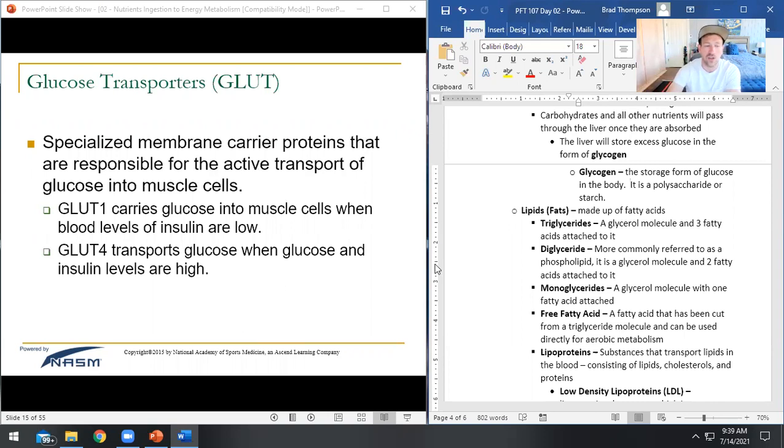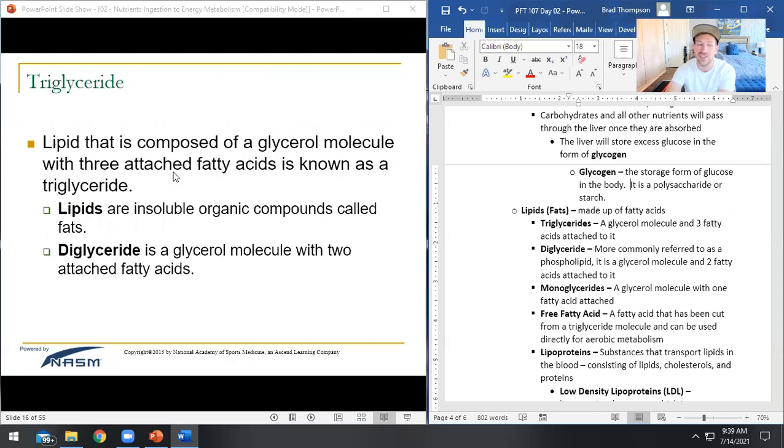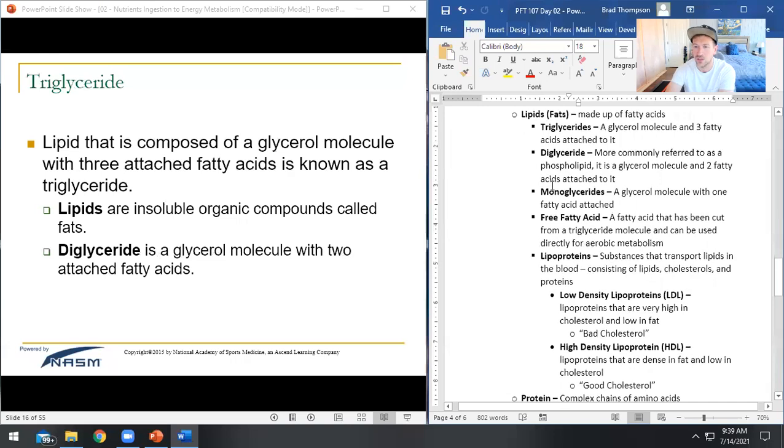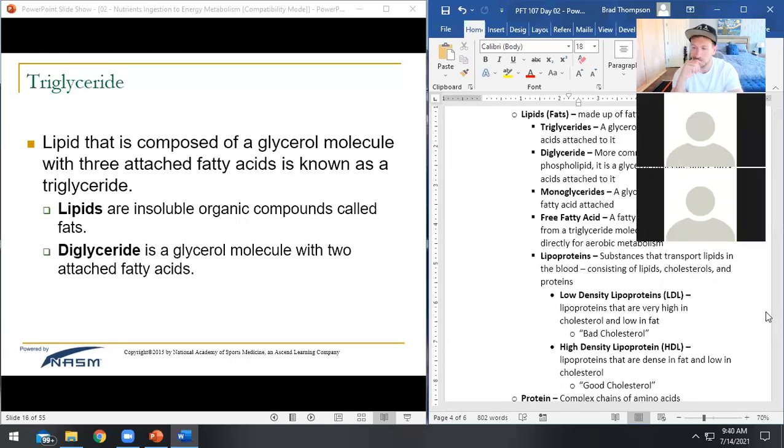And there are glucose transporters, your GLUT1 and your GLUT4. These are basically just carrying glucose to maybe muscle cells or wherever it needs to go within the body. But don't worry about those. We're not going to see those ever. So that's carbohydrates. Any questions on that so far?